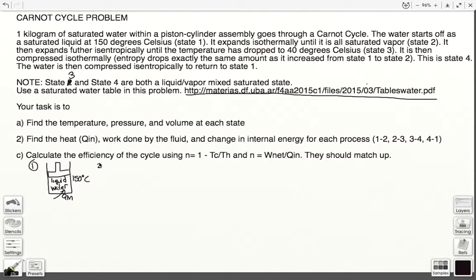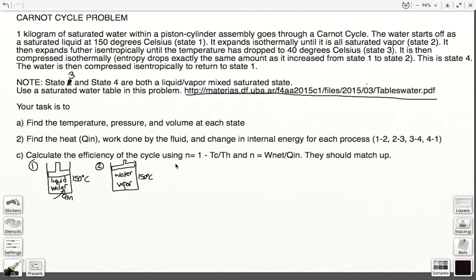So stage 2, the piston rises. And now we have water vapor. And this is still at 150 degrees Celsius.